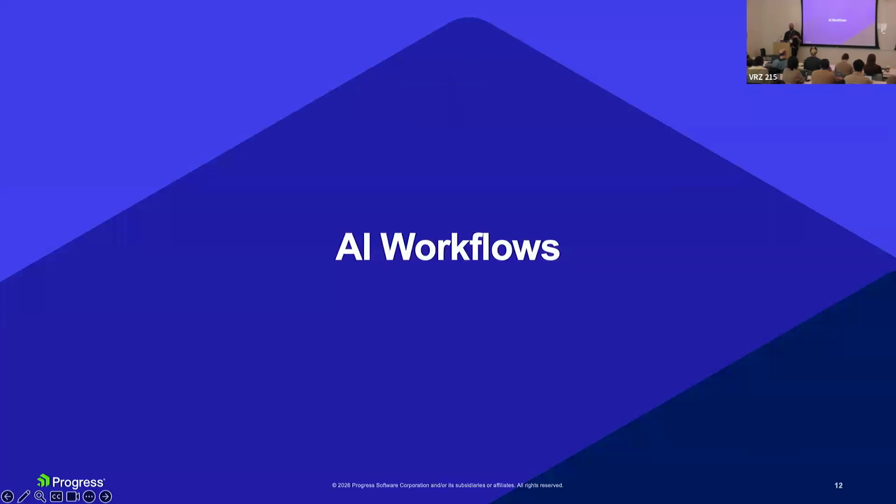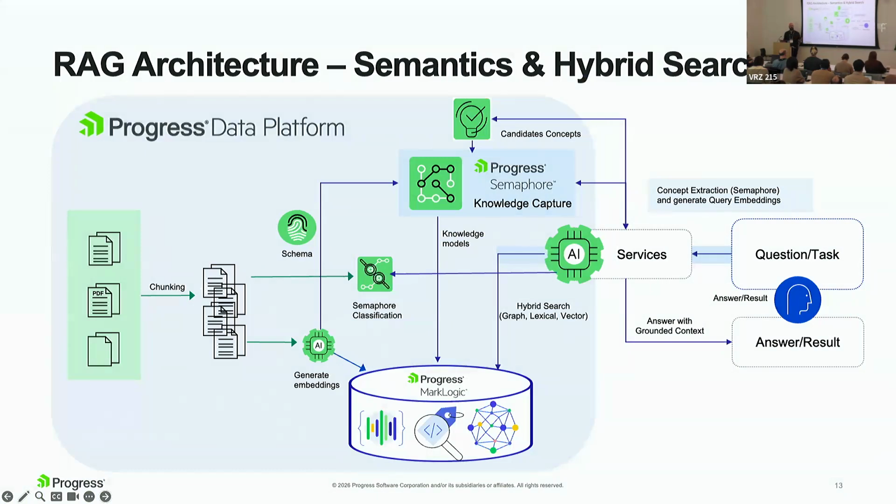So going into the workflow a little deeper, we have content coming from different sources, right? It may be a PDF, it may be a Word doc, it may be an email or a research article, right? So what do we do with that?